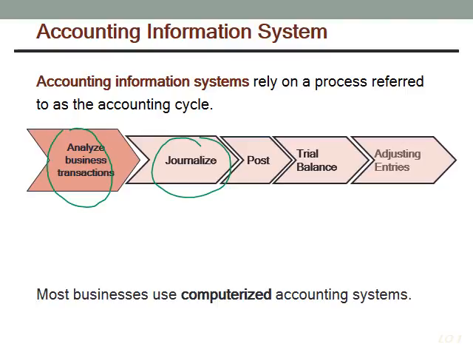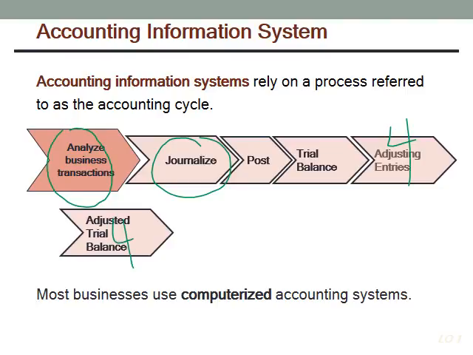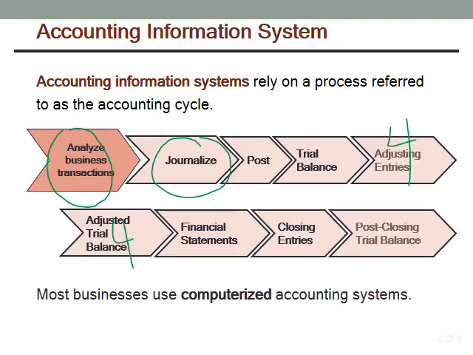Adjusting entries will come in Chapter 4, as well as an adjusted trial balance. Those are both Chapter 4 topics. Financial statements you've already covered, so that's just going to be a review. And closing entries and post-closing entries will also be Chapter 4. So that's a complete accounting cycle. Again, the heavy emphasis for this chapter are going to be analyzing and journalizing.